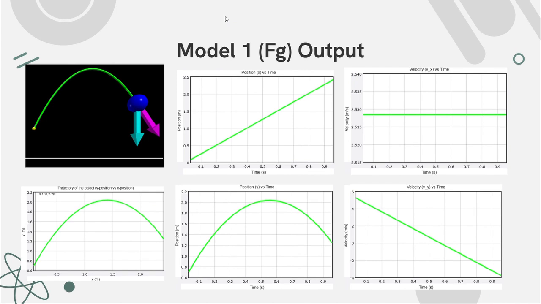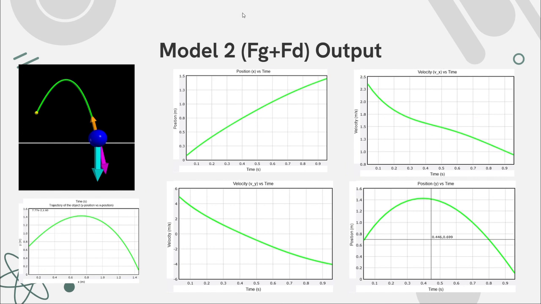As seen in the output of the code for the first model, the cyan-colored arrow represents gravity pointing down, and the magenta one the velocity of the ball. In the second model, predicting the motion considering gravity and drag, the orange arrow represents the drag force, and the blue ball reaches the x-axis.